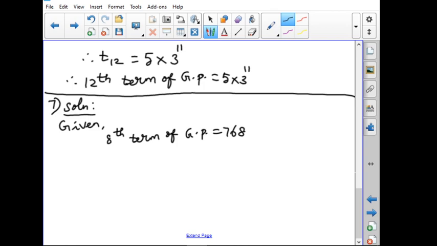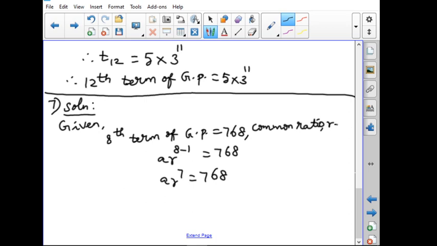We know the general term is a r power n minus 1. Here n is 8. So a r power 8 minus 1 equal to 768. So a r power 7 equal to 768. Next, they have given the common ratio. What is the common ratio r? The common ratio r is 2.